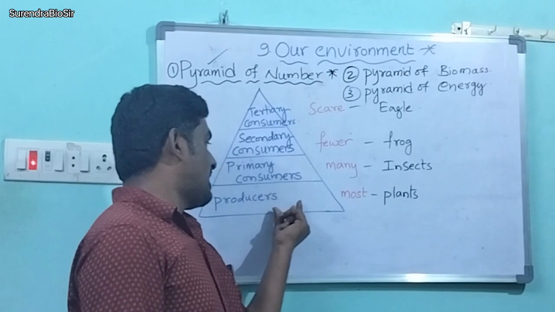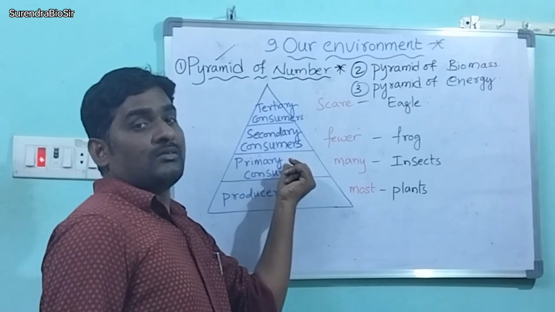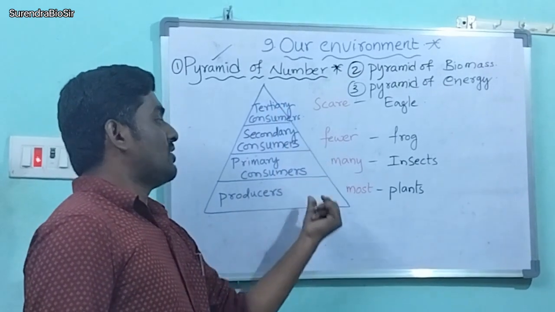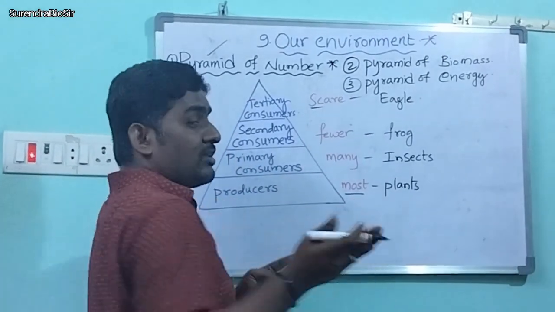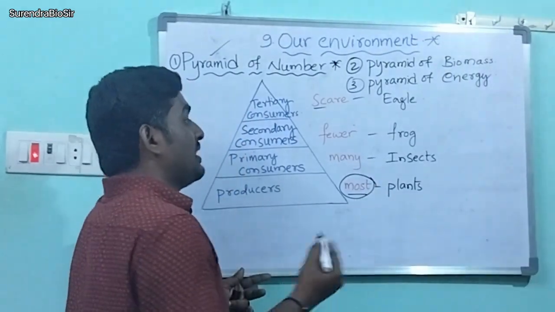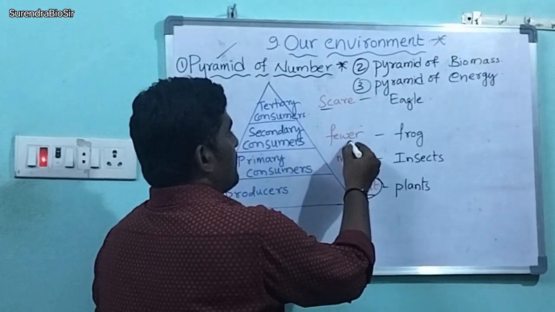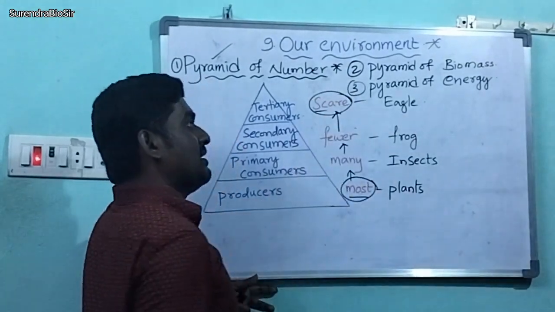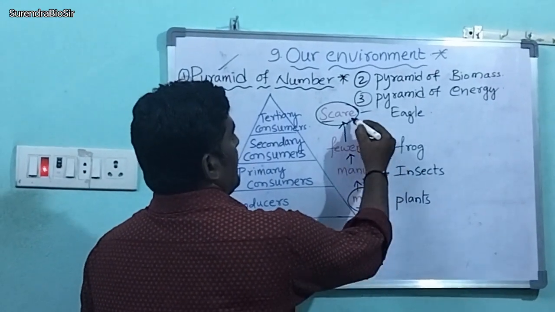First, plants. Plants are called producers. Insects are the primary consumers of the ecological pyramid. Next, frog is the secondary consumer. Next, eagle is called a tertiary consumer. The organisms are in scale as we travel from the bottom to top. First, most plants are there. So many insects are eating those plants. Next, many insects are there, but fewer frogs are there. Only some eagles, scarce; sometimes it is absent also. So like this, they are most, many, fewer, and scarce.